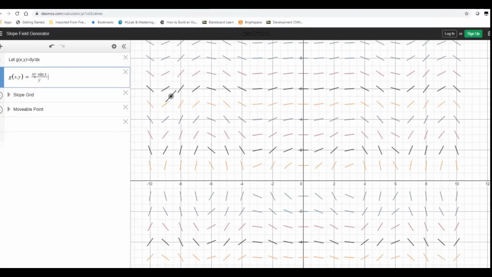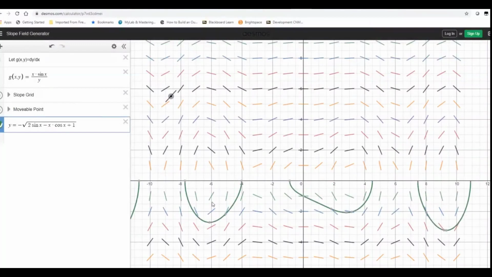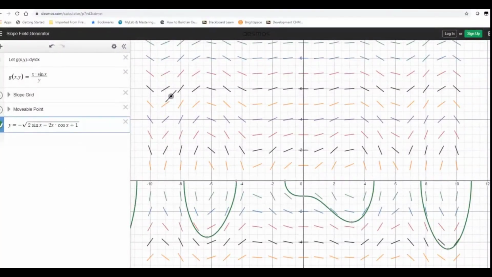All right, so here we've got x sine x over y. So there's the slope field. I told you that the ones that have trig functions in them often produce pretty wild looking slope fields. Now let's also graph that solution that we just got. Now let's check, does this solution curve follow the slope field and have the given initial condition?